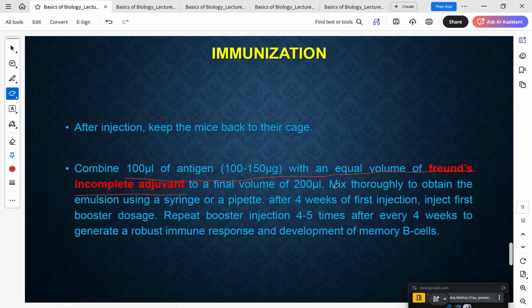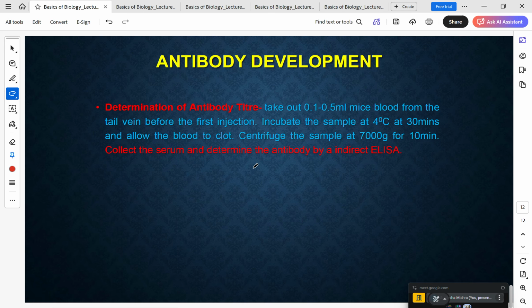Then you again prepare an emulsion, and then you can inject this emulsion into the mouse. This can be done 4 to 5 times, after every 4 weeks, to generate an immune response and develop memory B cells. Then you can take out some blood, try it out to see if there is an antibody or not, how much antibody is there. Once you know that the blood has enough antibody, then you can do the bleeding and then isolate the antibody.